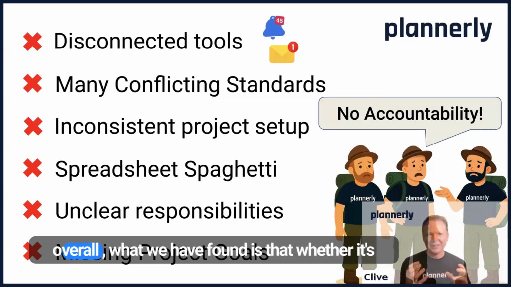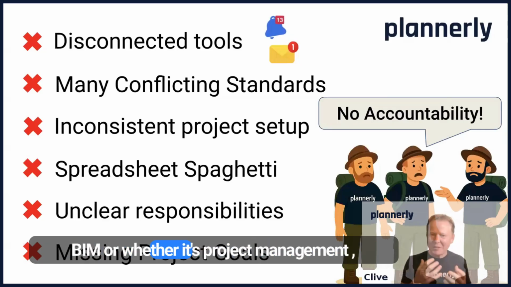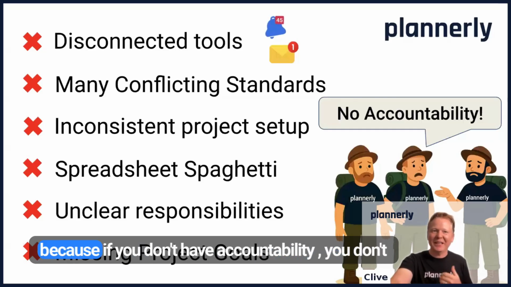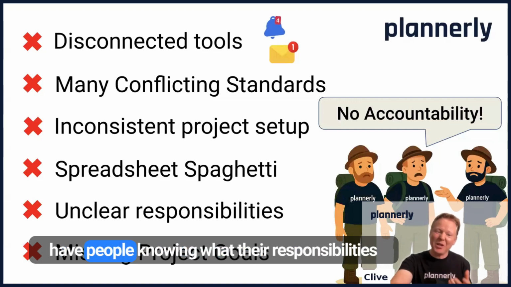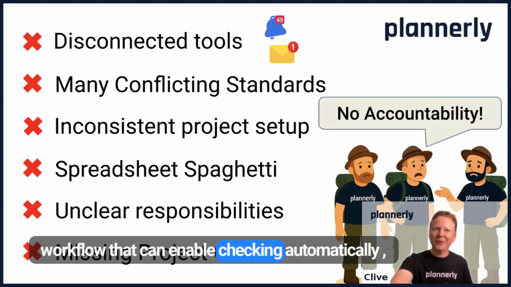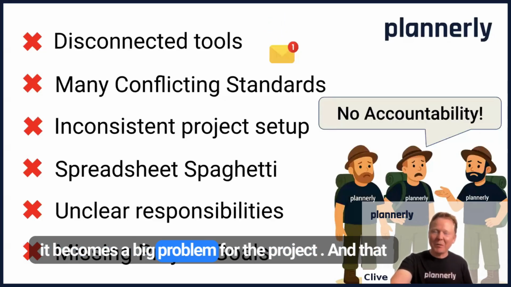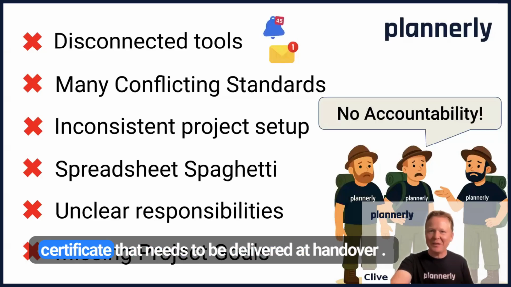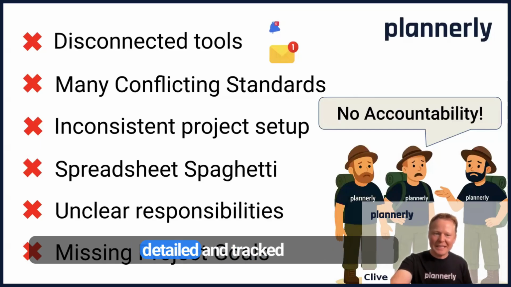Overall, what we have found is that whether it's BIM or project management, accountability is missing. And it really is a problem, because if you don't have accountability, you don't have people knowing what their responsibilities are, having it tied into the contract, having a workflow that can enable checking automatically. It becomes a big problem for the project. And that doesn't matter whether it's BIM or a certificate that needs to be delivered at handover. They're all important things that need to be detailed and tracked.